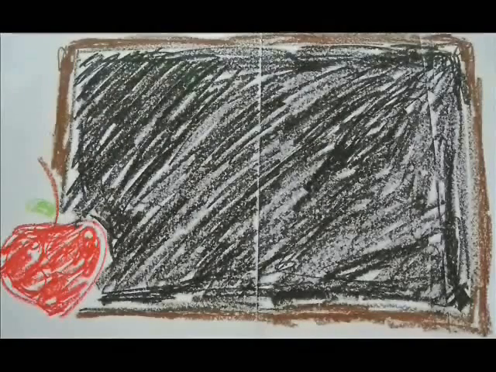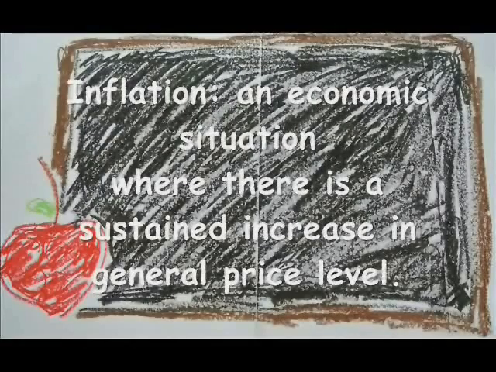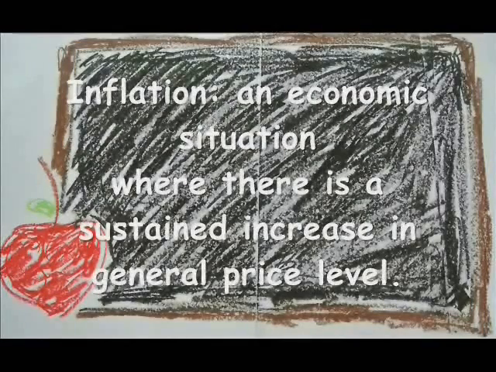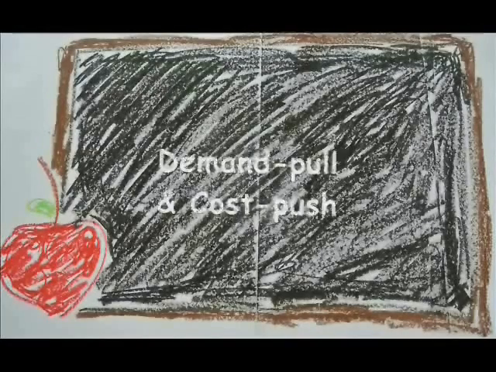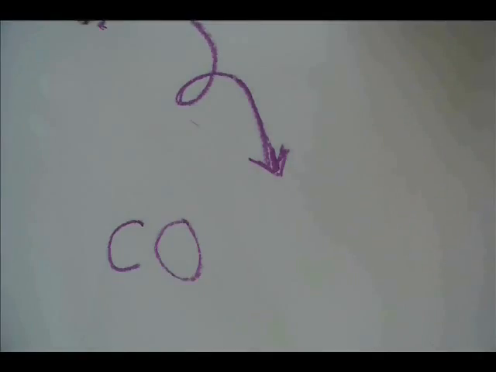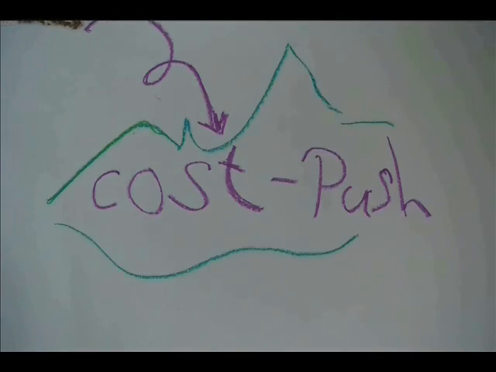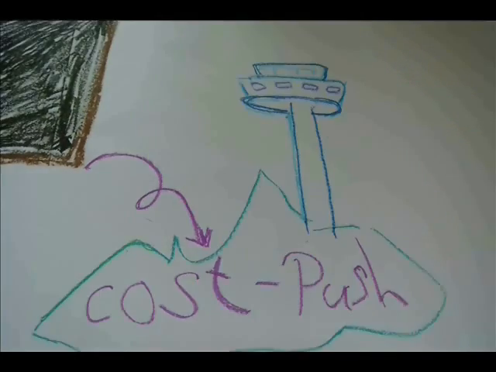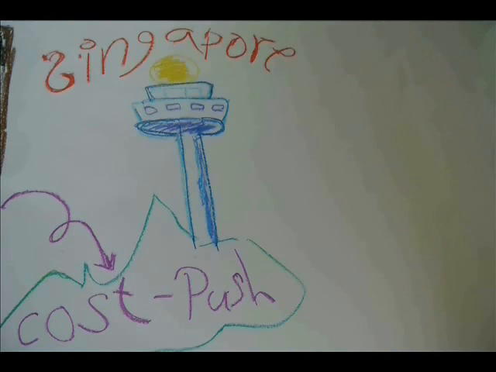Secondly, inflation. Inflation is defined as an economic situation where there is a sustained increase in the general price level. There are two kinds of inflation: demand pull and cost push inflation. Singapore faces cost push inflation. This occurs when there are persistent rises in cost of production. Example, increase in wages, rents, interest, etc., independent of aggregate demand.